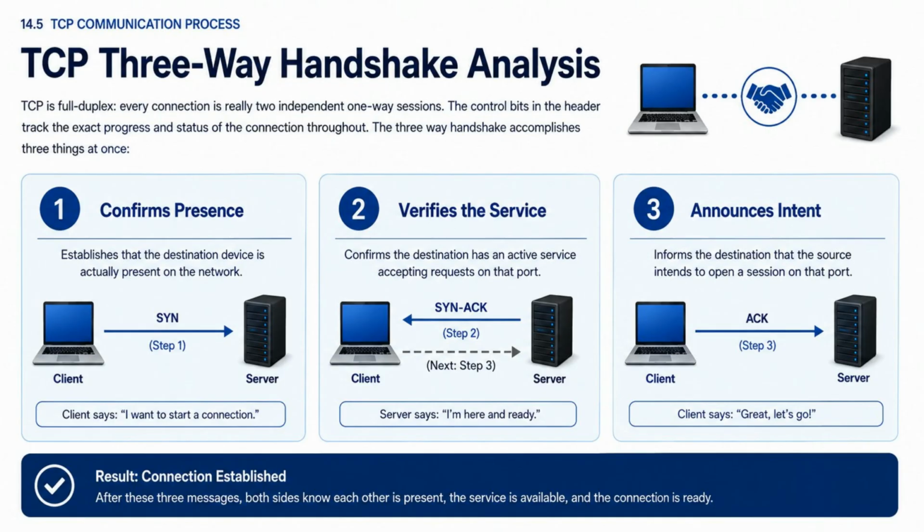TCP is full duplex, meaning every connection is really 2 independent one-way sessions, with control bits tracking exact progress throughout. The 3-way handshake accomplishes 3 things at once, shown on screen. Confirms presence, the destination is actually there.